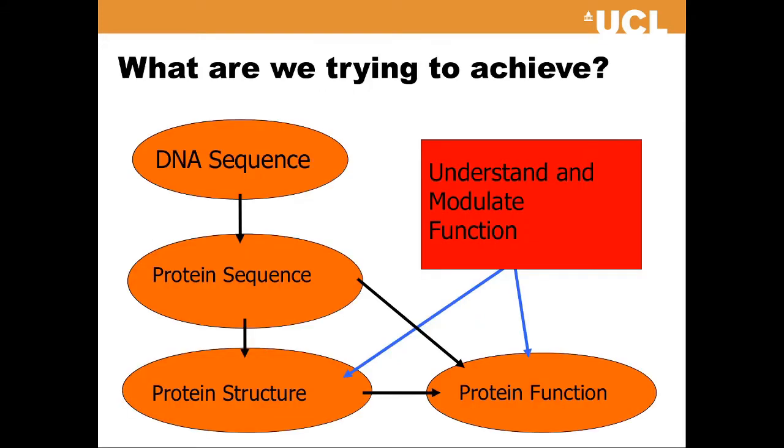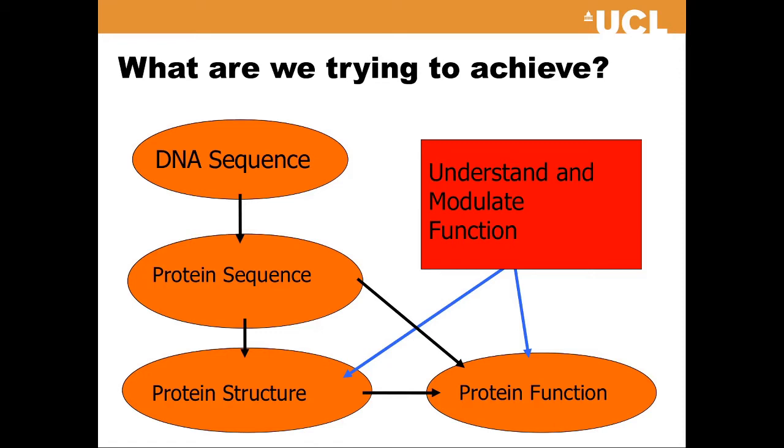So what are we trying to achieve with bioinformatics? Well, on the left-hand side, we see the central dogma of biology, that DNA sequence encodes protein sequence, and that in turn encodes protein structure. And of course then protein structures have functions. So what we're trying to do to a large extent is understand how DNA sequence encodes protein sequence. Now, the process of translating from DNA via RNA to protein is of course relatively trivial.